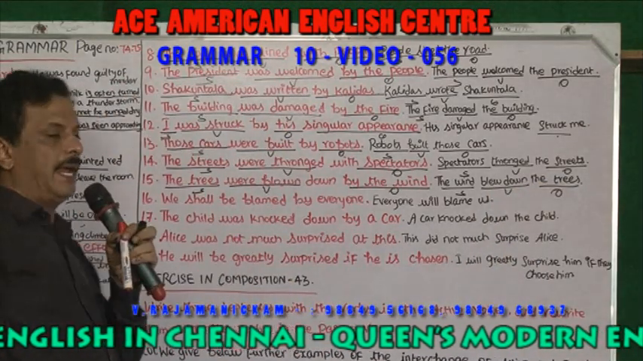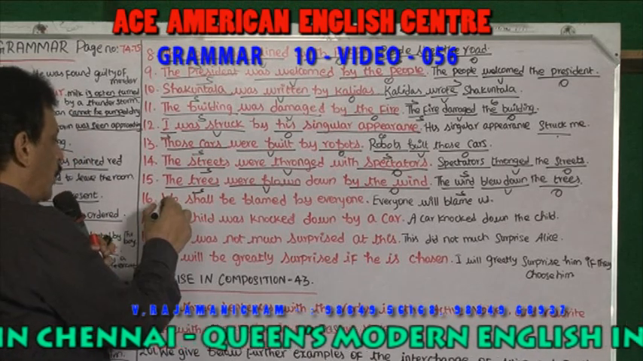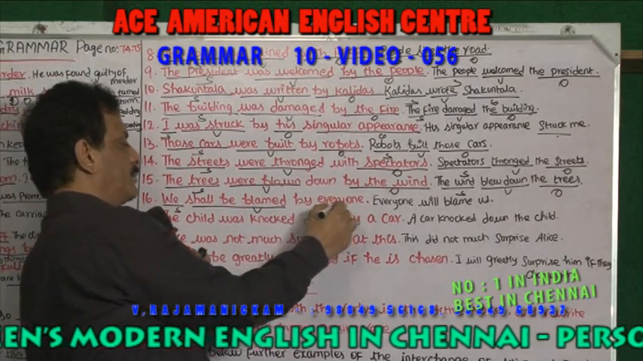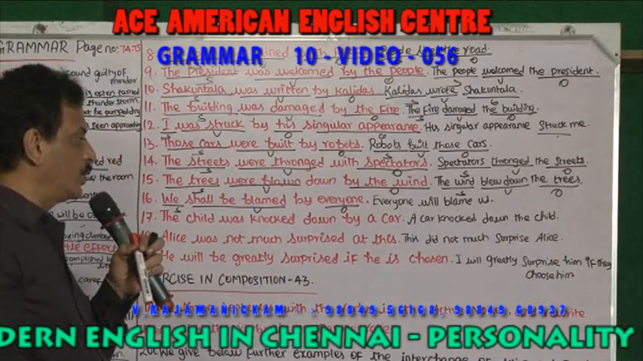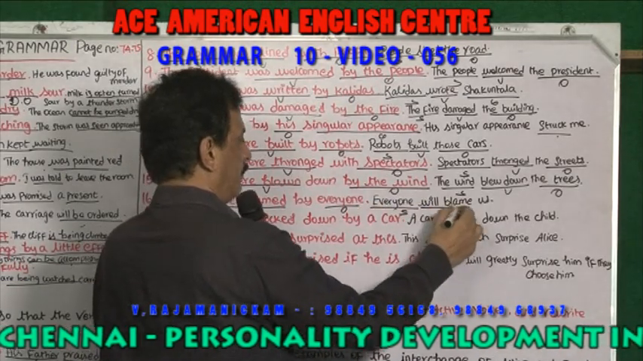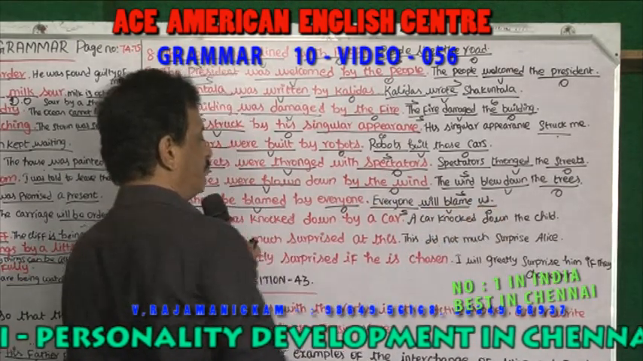We shall be blamed by everyone. We is the subject. Shall be blamed is the verb. Everyone becomes the object in passive voice. So in active voice, everyone will blame us. Everyone is the subject. Will blame is the verb. Us is the object here.